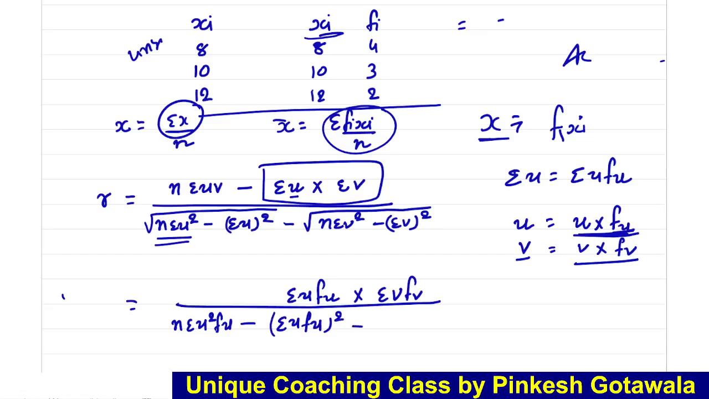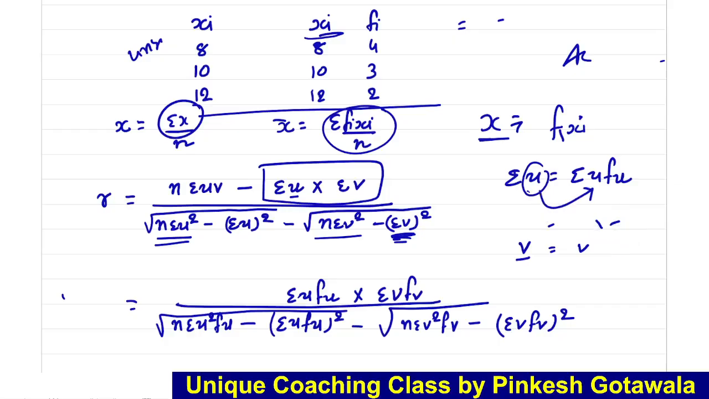Same here, n sigma v square, it would be as it is. Now here v is multiplied with its own frequency, that is fv, and sigma v as it is, multiplied with its own frequency, fv whole square. Clear? Okay, so simply what to remember is that whatever is u becomes ufu. The shortcut to remember: wherever u appears, whether u or u square, if it is u it becomes ufu, if it is u square it becomes u square fu. Same for v: v becomes vfv and v square becomes v square fv.